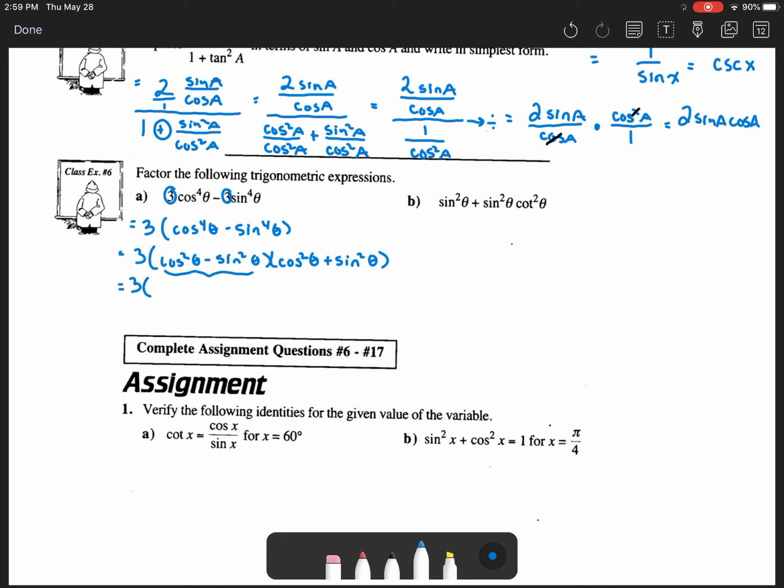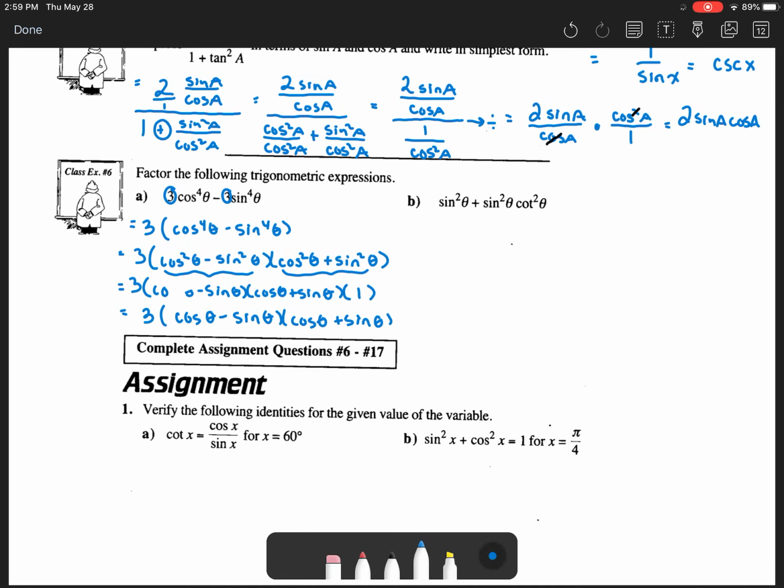The reason being is this: I still have this 3 out front, but this cos squared of theta minus sine squared of theta is still a difference of squares. You can write it as a difference of squares again. It's cos of theta minus sine of theta and cos of theta plus sine of theta. This cos squared of theta plus sine squared of theta, that's an identity. We learned today that that's just the number 1. So now 3 times 1, well, that's still just 3.